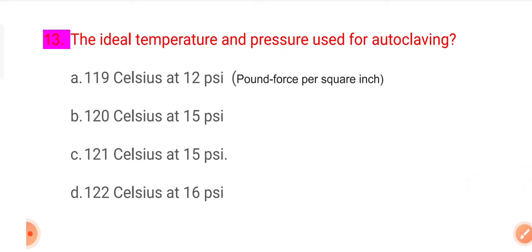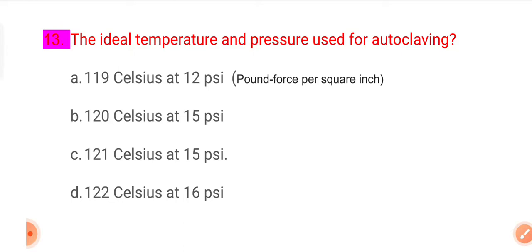The next question is, the ideal temperature and pressure used for autoclaving. So in the case of autoclaving procedure, which temperature and pressure is mostly preferable? The options are option A, 119 Celsius at 12 PSI. PSI is nothing but pound force per square inch.